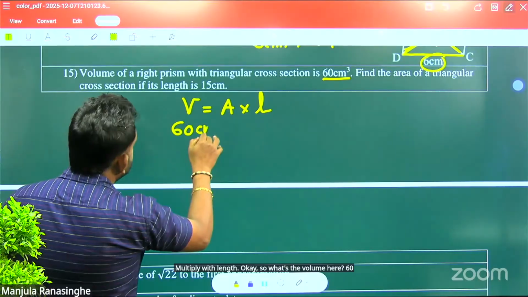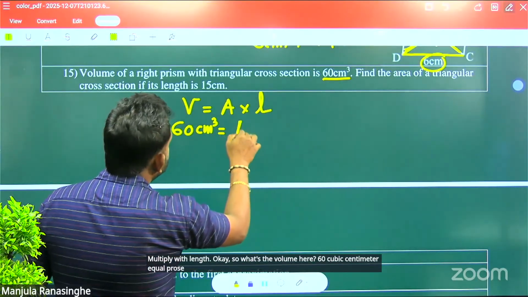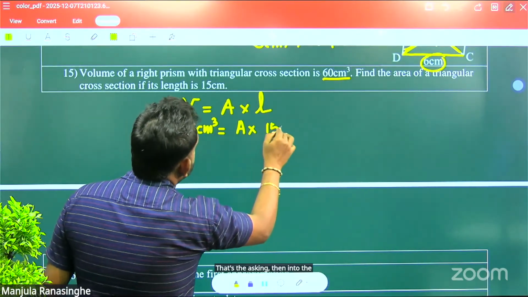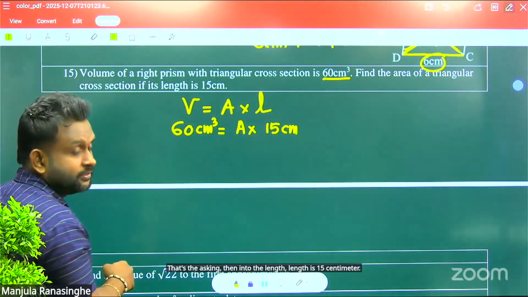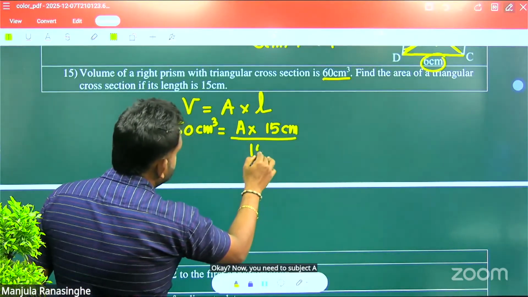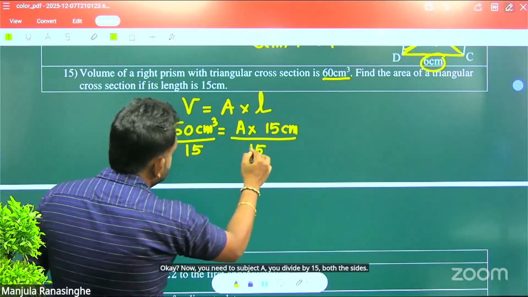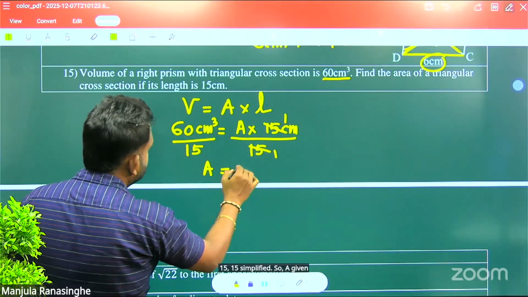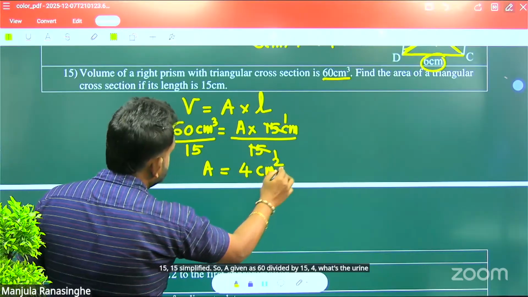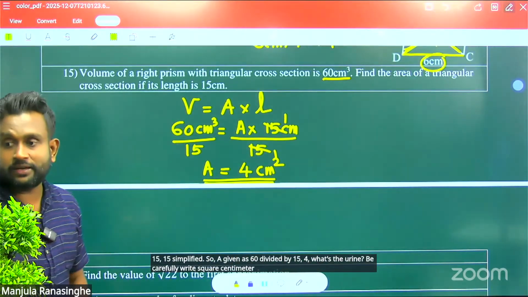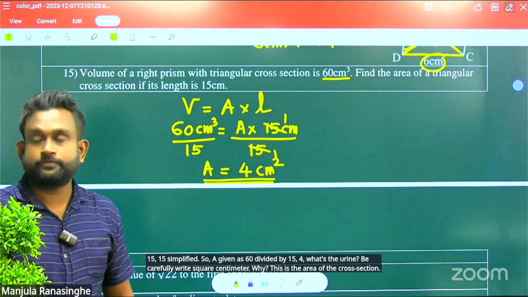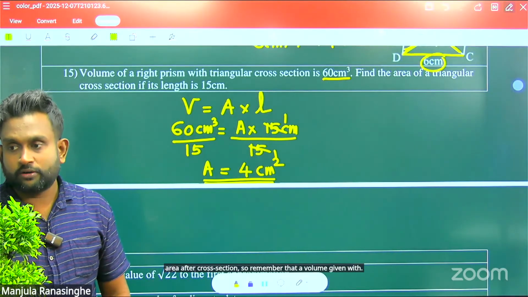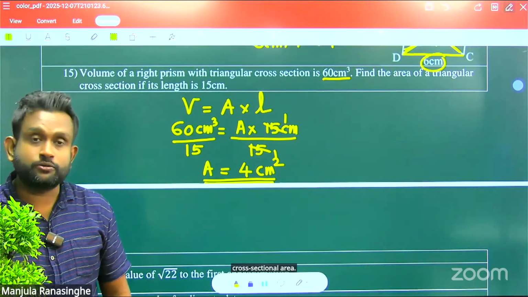So what's the volume here? 60 cubic centimeters equals the cross-sectional area, which we do not know, that's what is asked, times the length, 15 centimeters. Now to make A the subject, you divide both sides by 15. So A is 60 divided by 15, which is 4. What's the unit? Be careful. Square centimeters. Why? This is the area of the cross section. So remember that volume is given by cross-sectional area times length.